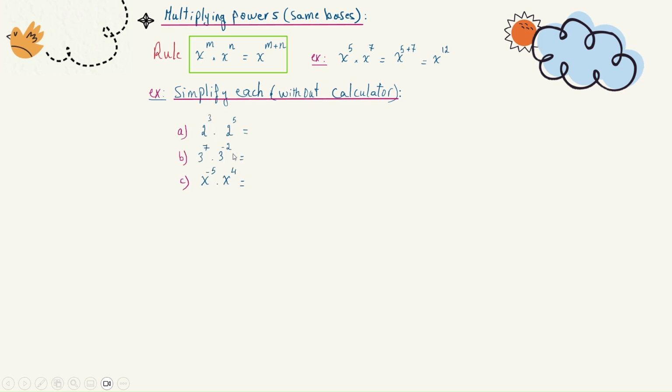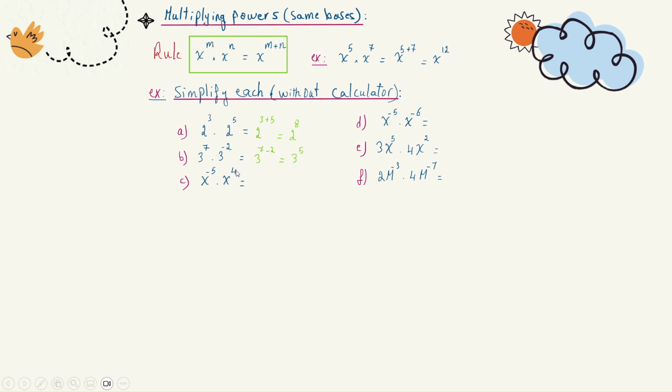Okay, here in Part A, we have 2 to the power of 3 times 2 to the power of 5. We are going to just add the exponents. Part B: 3 to the power of 7 times 3 to the power of minus 2. Of course, we cannot use the calculator, so you are supposed to know how to deal with negative numbers. If you don't know how to deal with negative numbers, you cannot pass this lesson. So please revise how to deal with negative numbers before you start. Now we're going to add these two. 7 plus negative 2 means 7 minus 2, which is equal to 5. So we're going to end up with 3 to the power of 5.